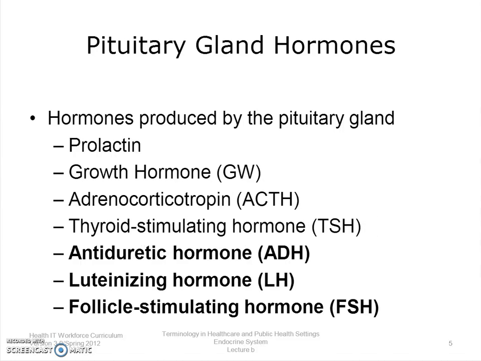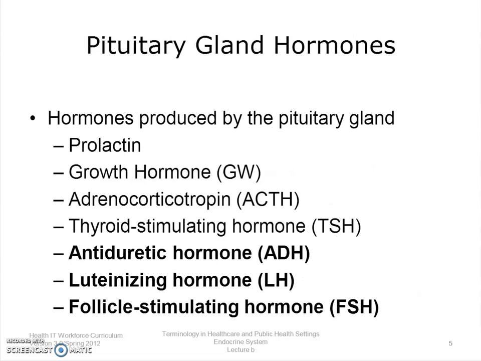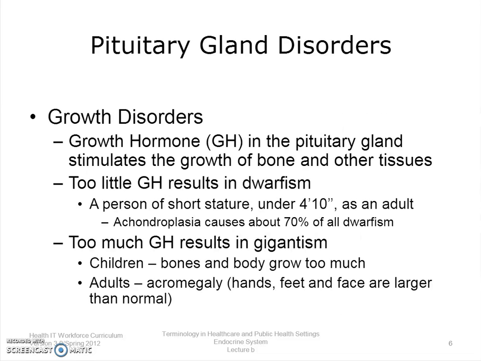Antidiuretic hormone, or ADH, assists with the regulation of water absorption, preventing us from losing excessive amounts of water during urination. Luteinizing hormone, or LH, assists in the regulation or secretion of the hormone estrogen in females and testosterone in males. Follicle stimulating hormone, or FSH, assists the reproductive organs, the testes and ovaries, in the production of sperm in males and ova in females.